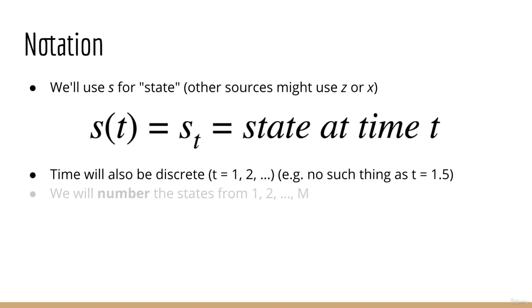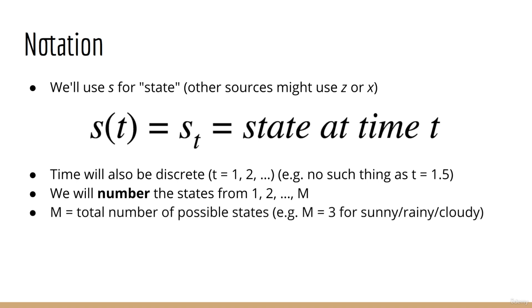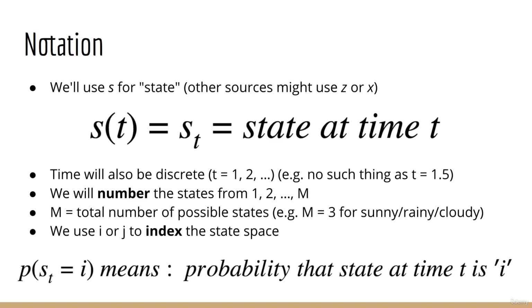Okay, so one convention we will use is that we are going to number the states from 1 up to m, where m is the total number of possible states. So for the example where the states are cloudy, rainy, and sunny, m would be 3. In general, when we want to refer to a specific state, we'll use the letter i or j. So for example, P of S of t equals i translates to the probability that the state at time t is equal to i.